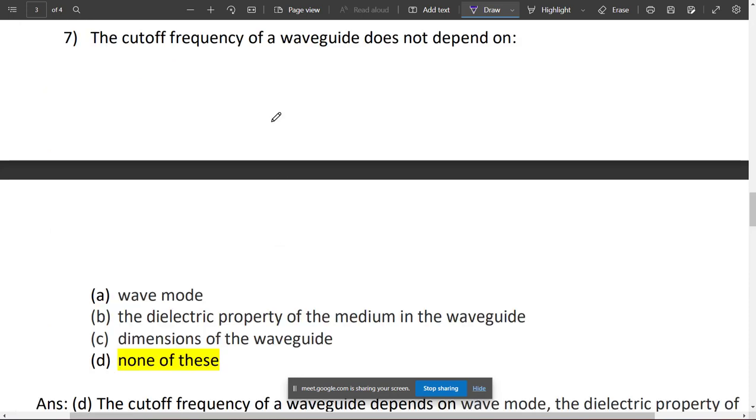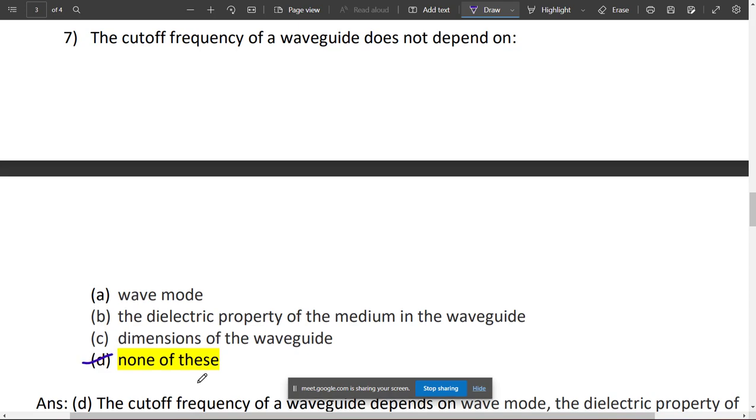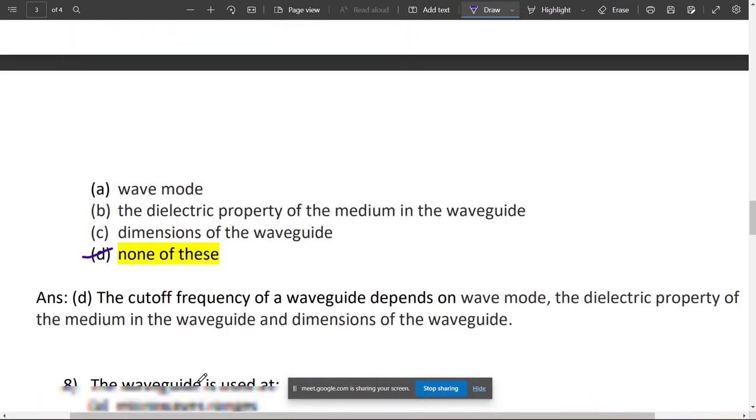So the cutoff frequency of a waveguide depends on wave mode, dielectric property and dimension. So that's why here we will be choosing option D, that is none of these.